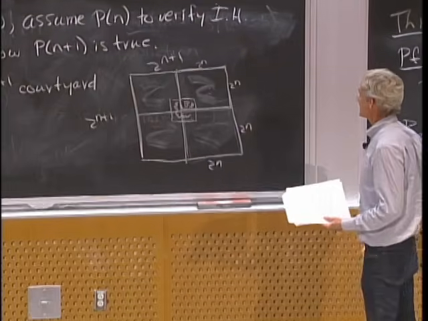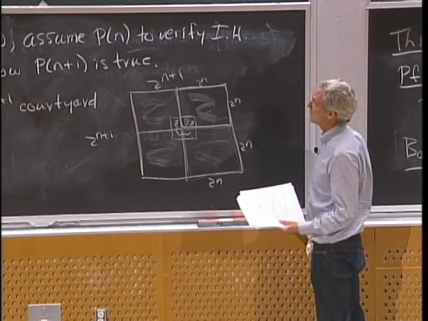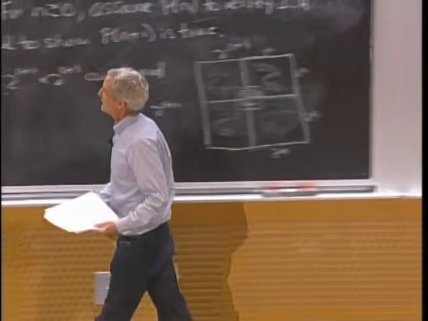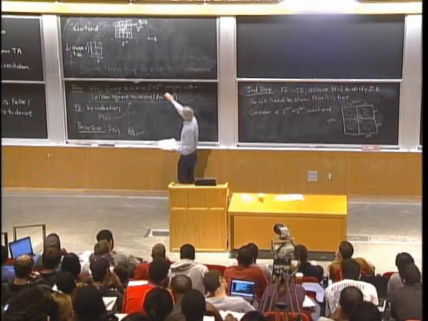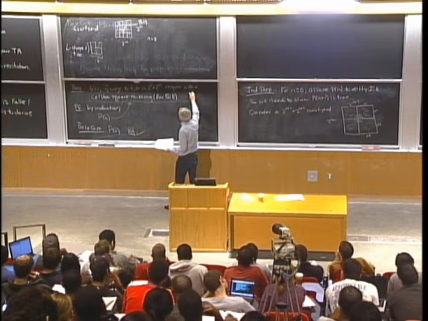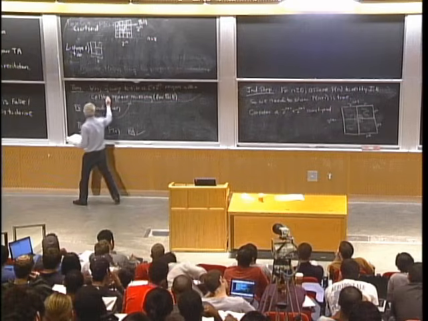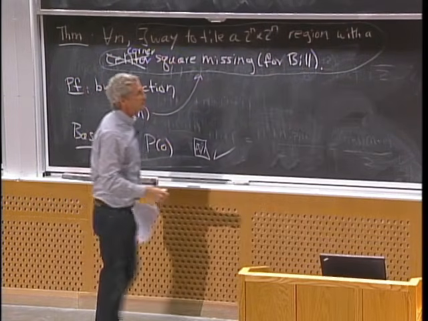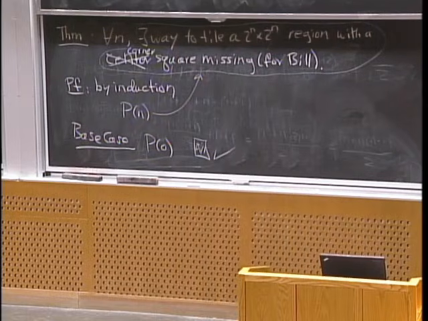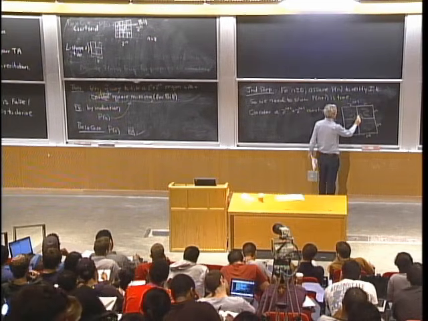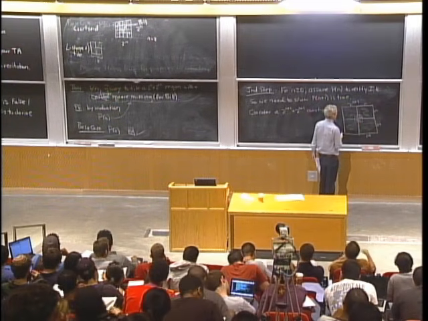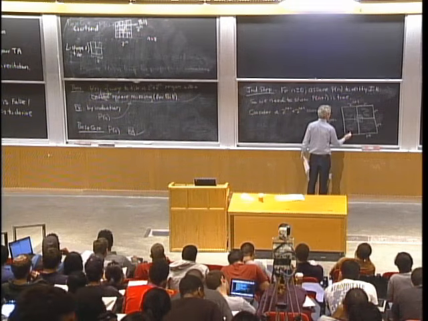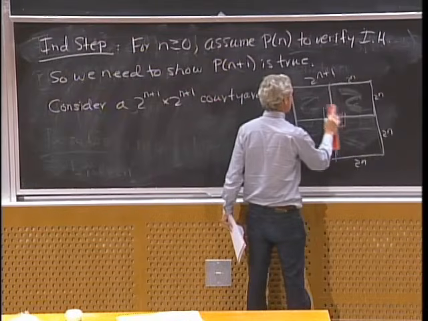Great. OK, let's then change the inductive hypothesis. Let's say there exists a way to tile a 2 to the n by 2 to the n region with a corner square missing, for Bill. All right. But then I've got to put... oh, but I can make this work. Yeah, we can prove this now.